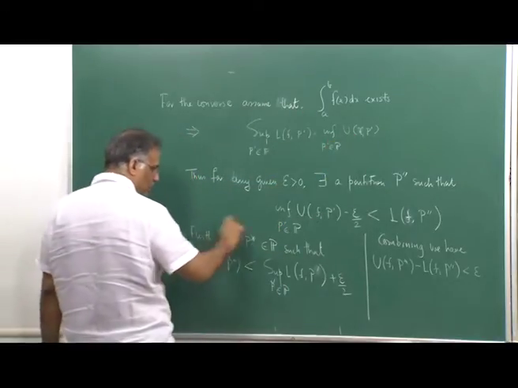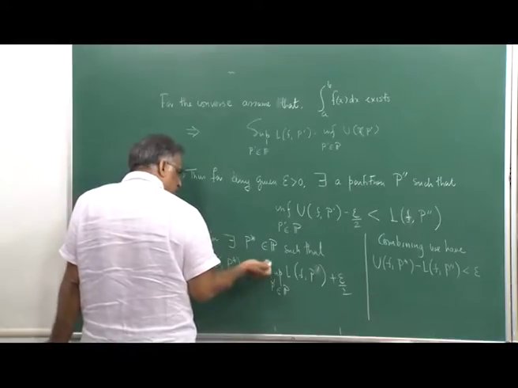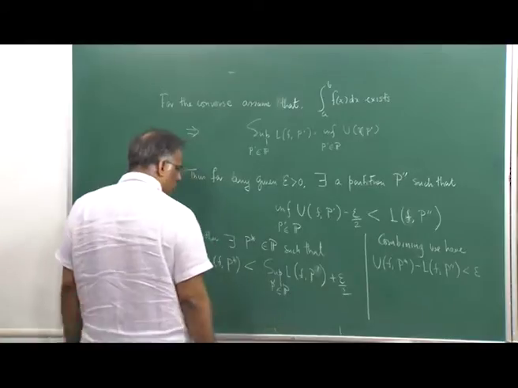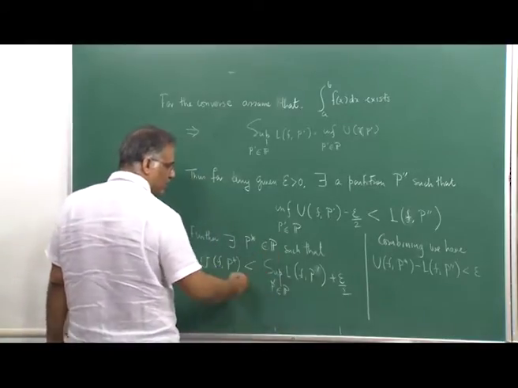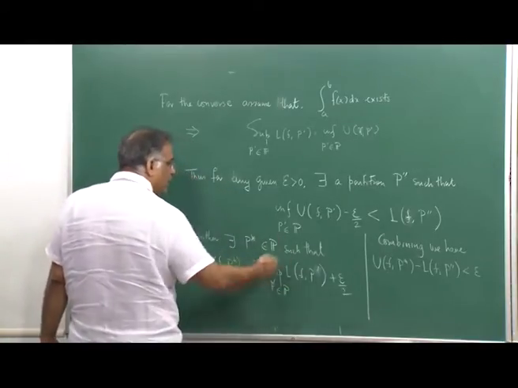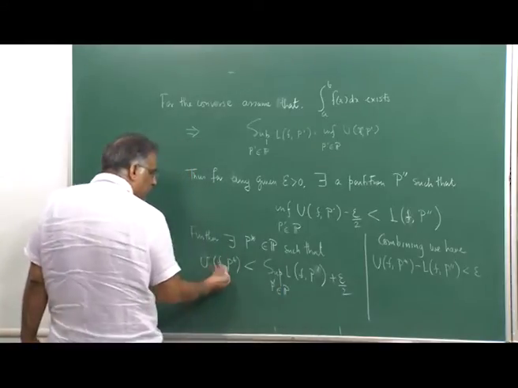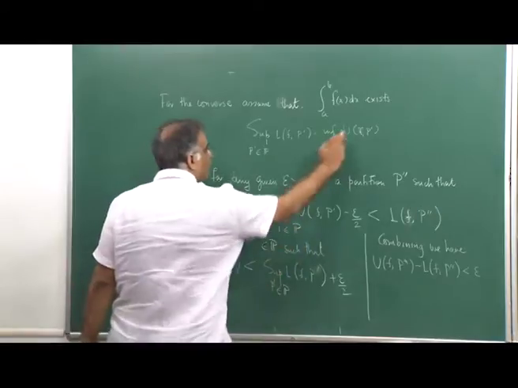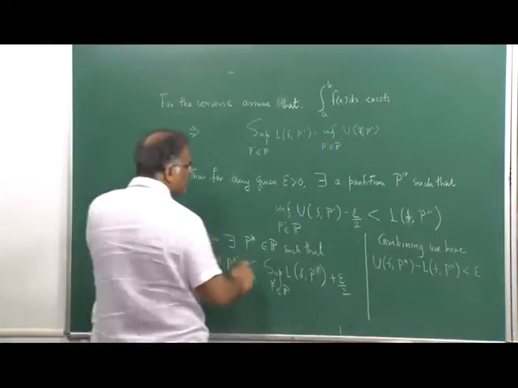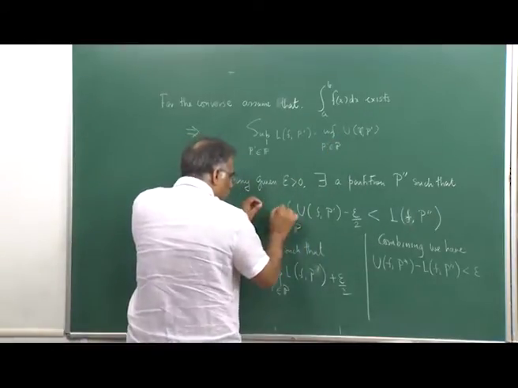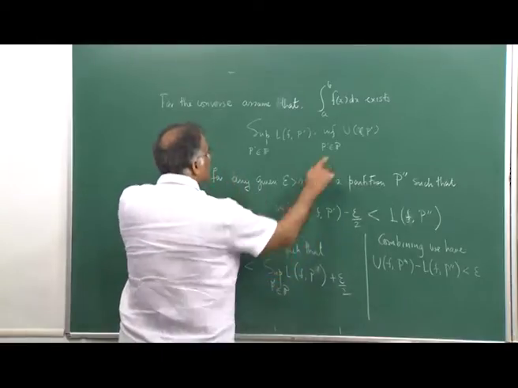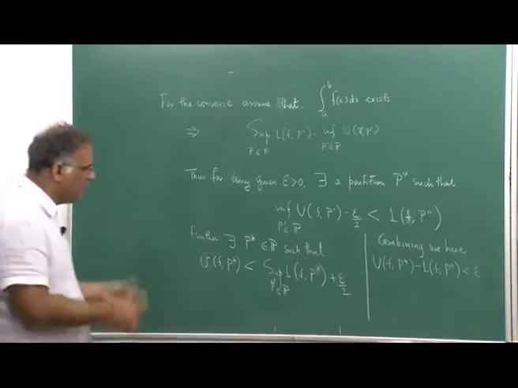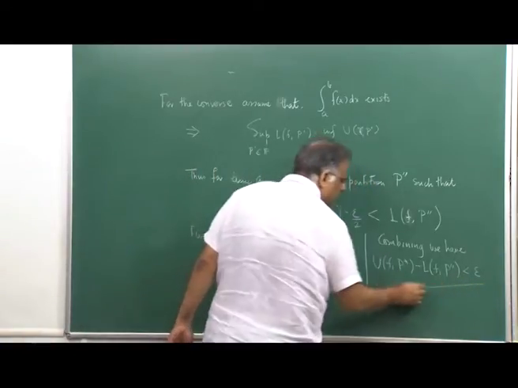So there must exist a P star, so that if you increase the value of the lower bound, that is the greatest lower bound, it cannot be a lower bound. So there must be some P dash for which UFP dash should be this, because this is the inf of UFP dash. So basically you can start writing here sup of LFP dash, which is actually equal to inf of this. Now, if you combine these two, you will get this relationship.